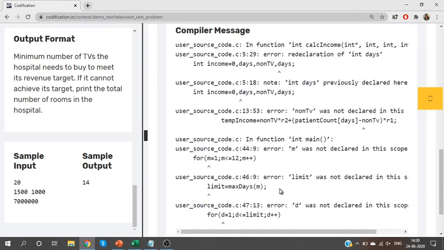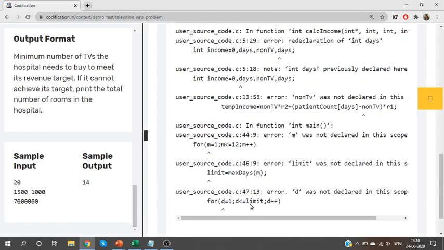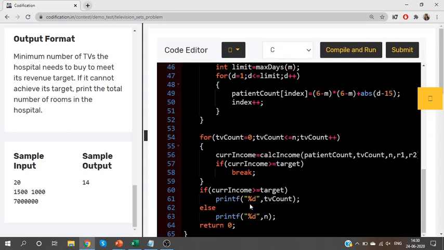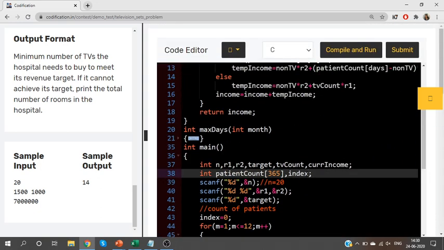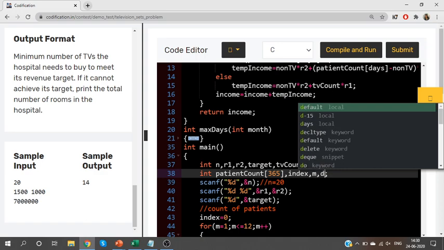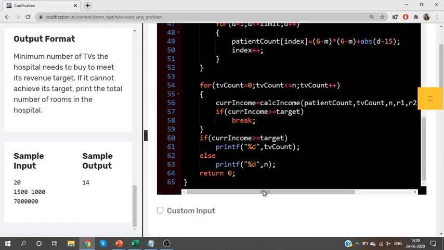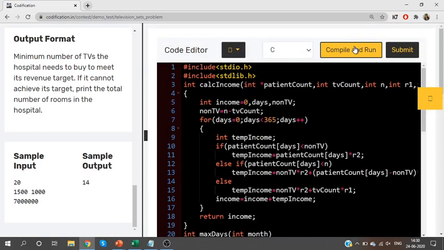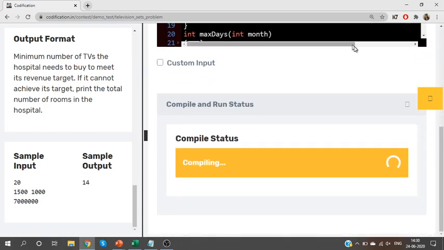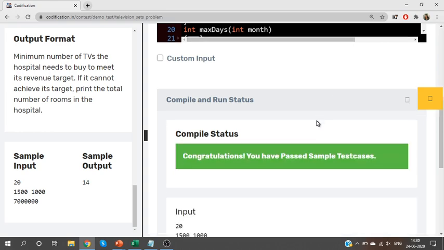Okay, anything else? M and D was not declared. Okay. Okay, guys, as soon as you use a variable, we should have the habit of declaring it. I generally do the declaration at the end. I guess I forgot this time. Sorry about that. So, compile. Yes. Sample test case is passed.